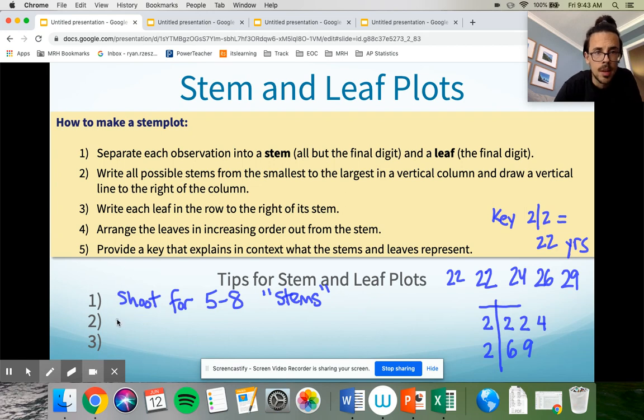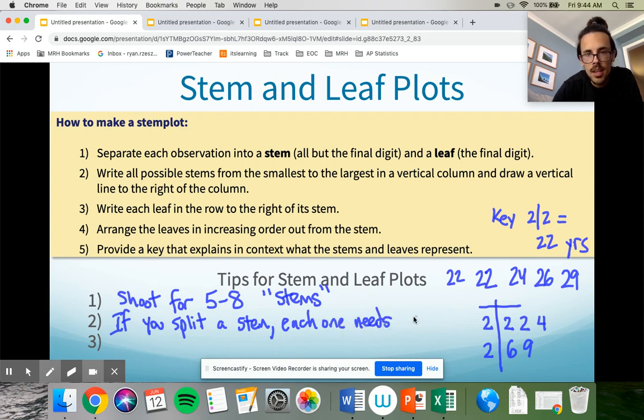If you split a stem, which I showed you what that looks like over on the right side there, each one needs the same number of leaf digits possible.